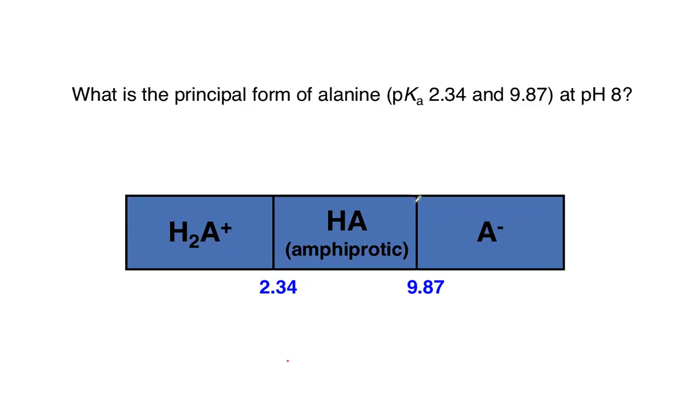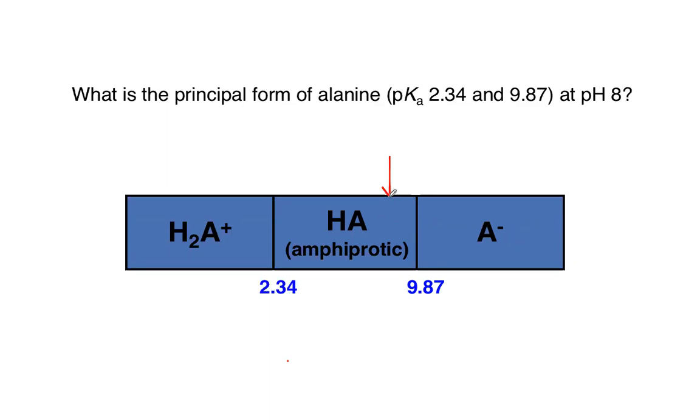Our two regions, or three regions, are separated by 2 midpoints. One midpoint here, 2.34, which is between the fully protonated and the amphiprotic form, and the second midpoint here between the amphiprotic form and the fully basic form. And so these two pKa values are given here. We're told the pH is 8. So if at this point we have equal concentrations of HA and A-, we would have a pH of 9.87. We have a pH of 8, which is somewhere around about here.